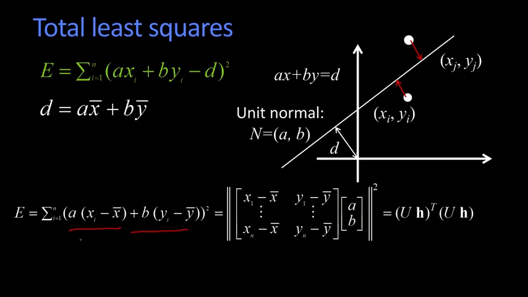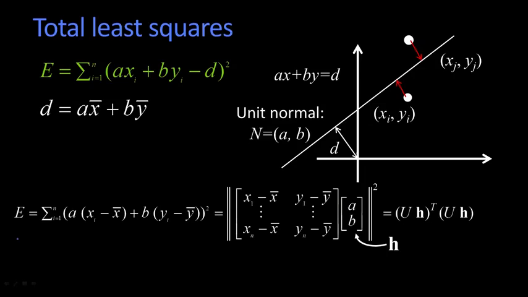And look at that. That now looks very similar to the expression we had before, except now we've got these means subtracted. So if I stack up all my x's, x minus x bars here, and y's minus y bar there, and I'm going to call that matrix U, I can write this whole thing as (UH) transpose (UH), where H now is this parameter AB. Remember, we got rid of d, we solved for d in terms of AB, and now we just have to solve for A and B.